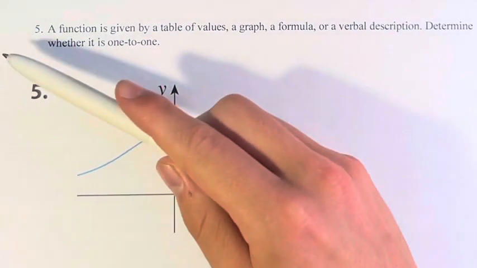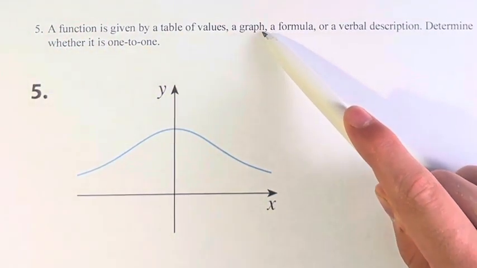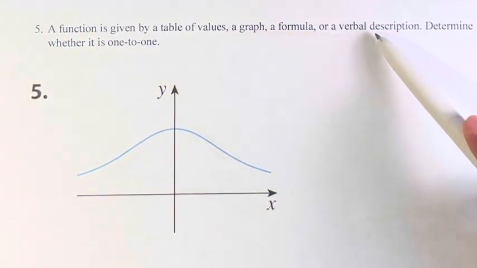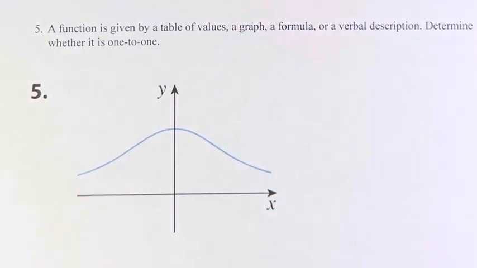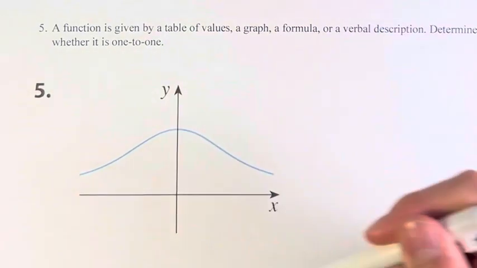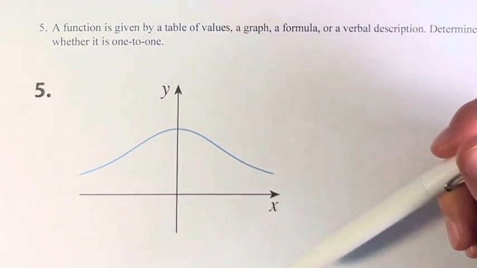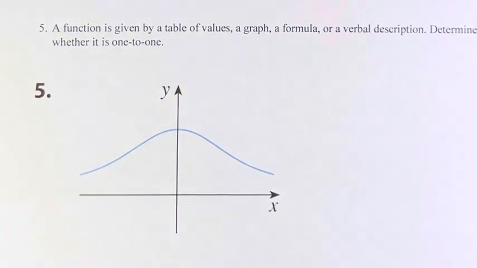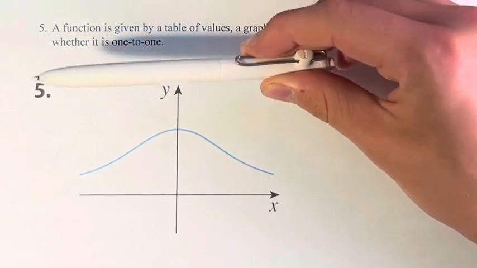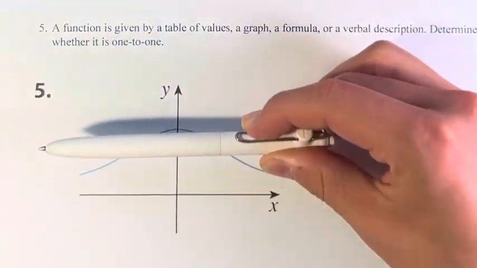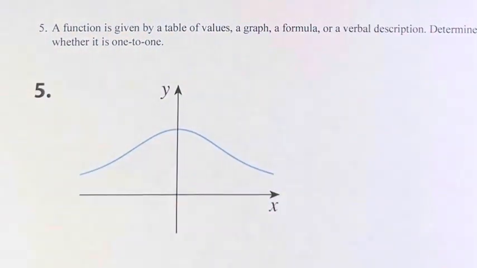In this problem, we're told a function is given by a table of values, a graph, a formula, or a verbal description. Determine whether it is one-to-one. So here we have a graph, and to determine whether a function is one-to-one, we have to do the horizontal line test. That means we have to test, for any horizontal line that we place, will it intersect with the function more than once?